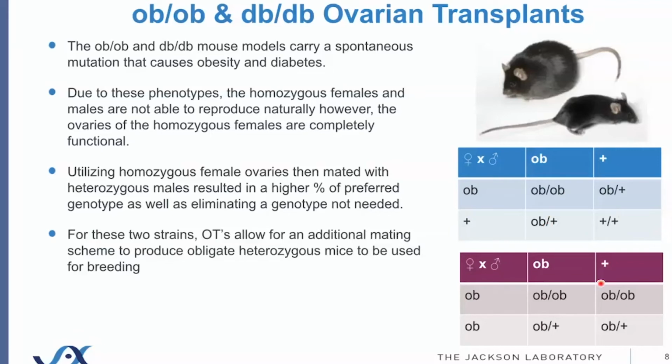With changing to ovarian transplants, we were able to eliminate that genotyping cost, eliminate that genotype altogether, and be able to just identify by looking at the mice, the phenotype, that we had our OBs and then we had our hets. And also, if we ever needed to produce obligate hets, we could utilize ovarian transplants to mate back to the inbred and produce all obligate hets for breeding.